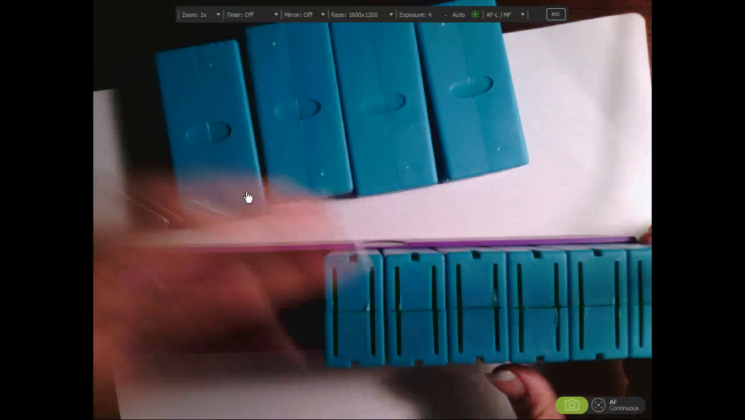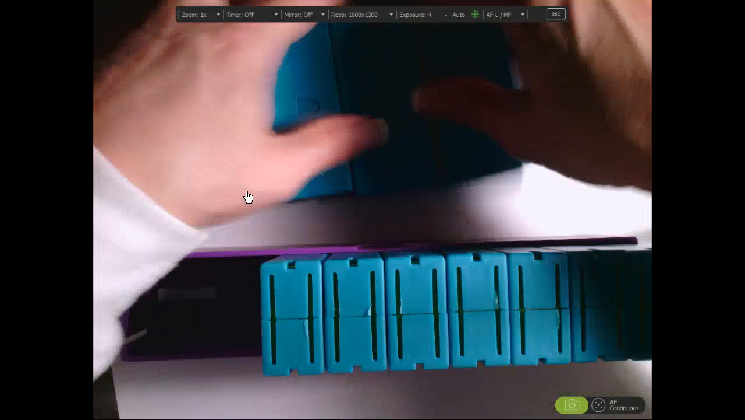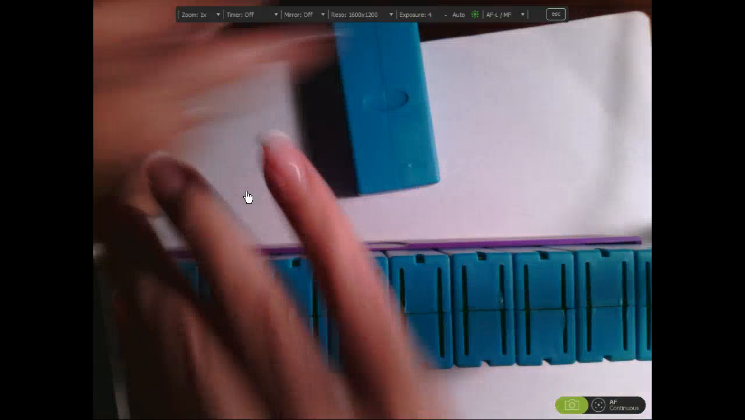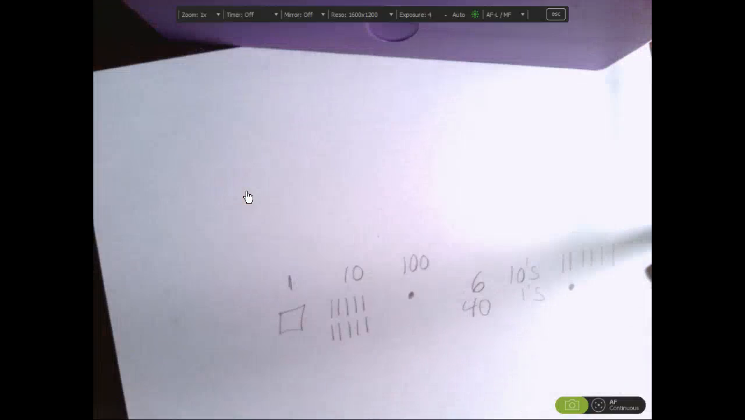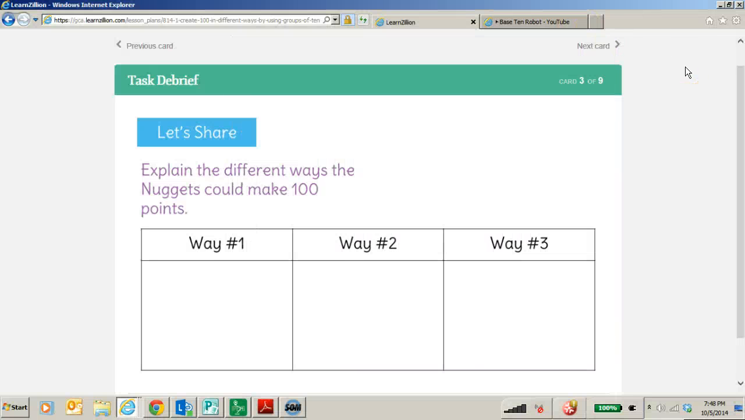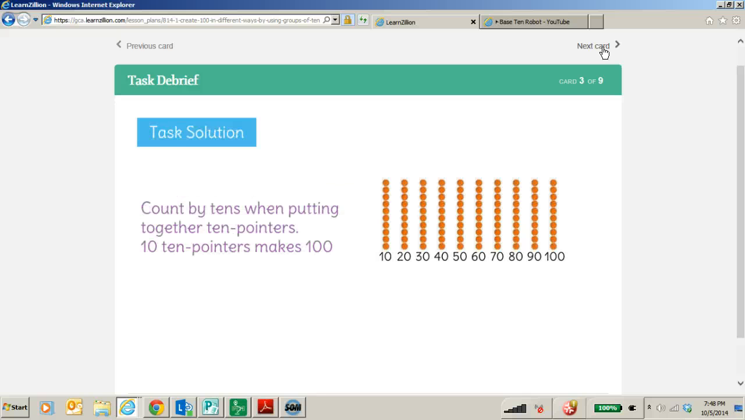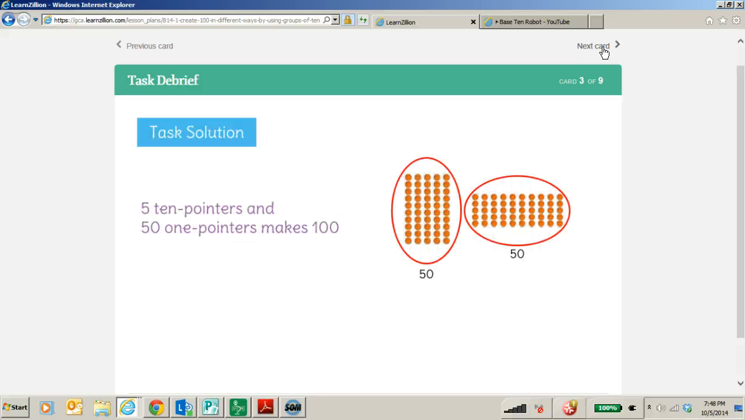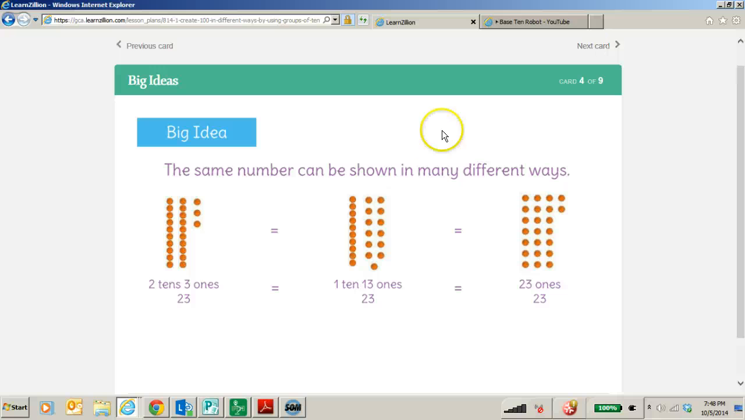And I'm going to build this back. We have 10, 20, 30, 40, 50, 60, 70, 80, 90, 100. So now let's head back to the lesson, because there's some other things that I would like you to do after you make your different ways to make 100. What I would like you to do is really think about the big idea of this lesson.